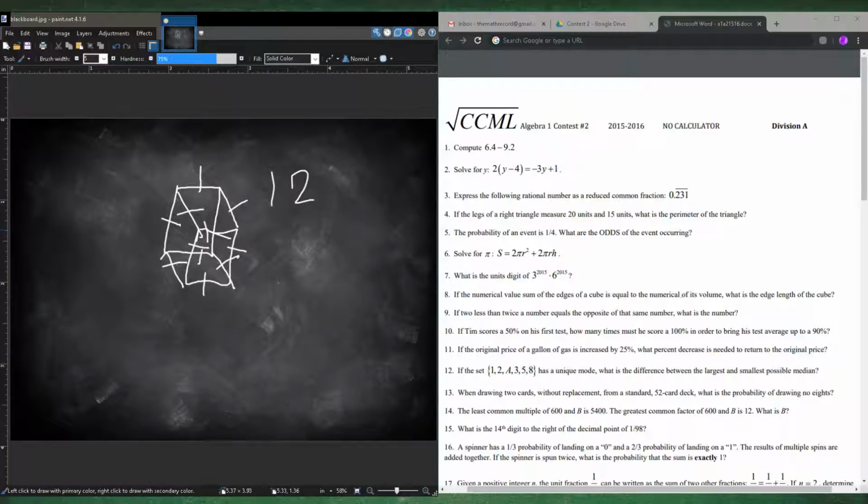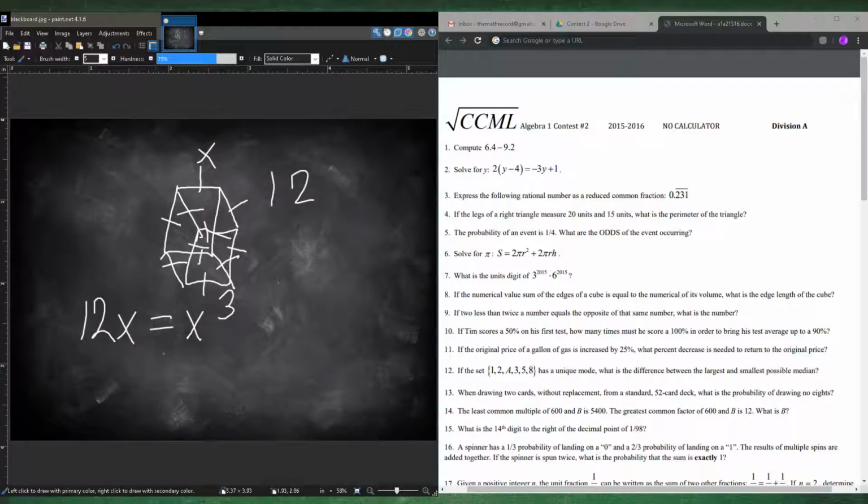So the sum of all of its edges, let's say its edge length is x. Since it's a cube, every single side has length x. So the sum of all its edges is just 12x, right? And then the numerical sum of the edges is equal to the numerical value of its volume. So the volume of a cube is just x cubed, because it's x squared times x. So what is the edge length of the cube?